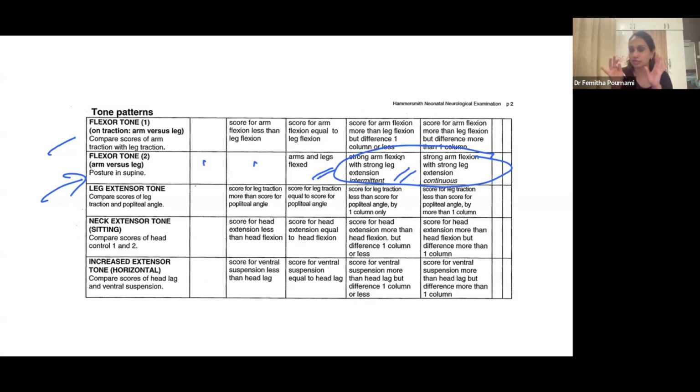So what are the passive tone things we did? One we did was popliteal angle. And what can you compare it with? You can compare it with leg traction. So you can take popliteal angle roughly as passive tone, and you can take leg traction roughly as active tone. So you want leg traction to be somewhat equal to at least, or better than, popliteal angle, the score that you get.